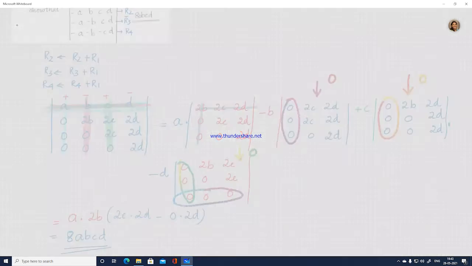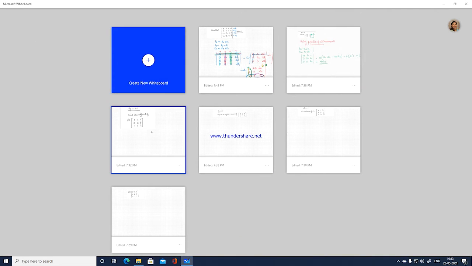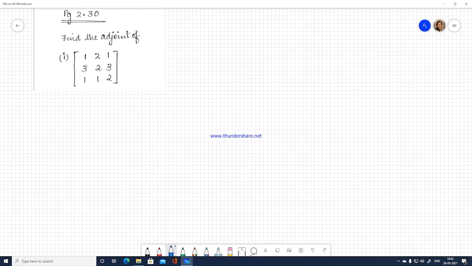Now the next question is, you need to find the adjoint of the particular matrix. In order to find the adjoint, the first thing you have to do is find the cofactors. To find the cofactors, A11 is equal to minus 1 raised to 1 plus 1, which is 2. Now it will be 4 minus 3. We will get it as 1.